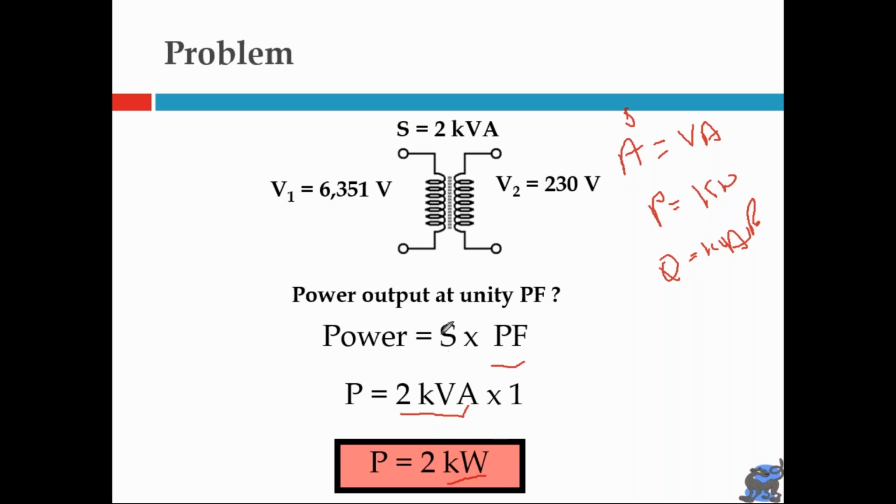Now, the S rating is 2 kVA. It is already given here, and the power factor is 1. Finally, we will get P equals 2 into 1, which is 2 kilowatts. This is the real power.